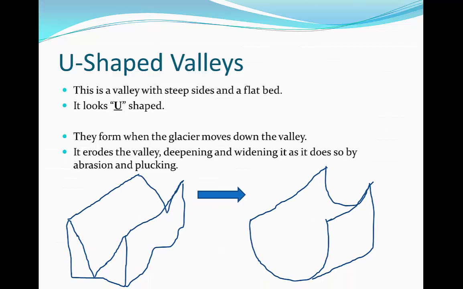So this is what it looks like. Originally we have a V-shaped valley, but as the glacier moves through it and gouges the area, we get a U-shape due to the mass of the glacier pulling and eroding at the sides of the valley. So we can clearly see that the valley, now a U-shaped valley, has steep sides and a flat bed.